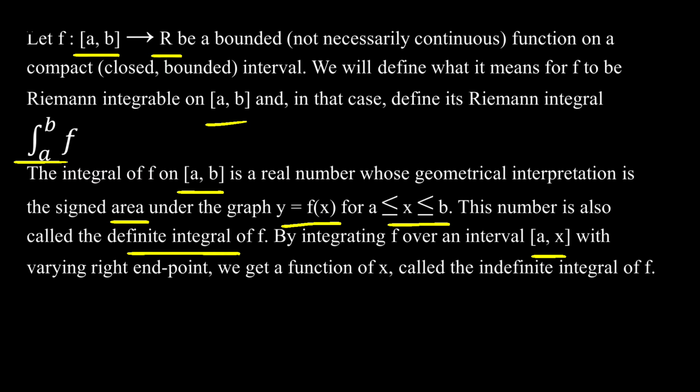[a, x] with varying right end points, we get a function of x which we normally call the indefinite integral. So what we'll be doing is varying the right end point of the interval, and what we'll be getting as the functions of x is what we call the indefinite integral of f.